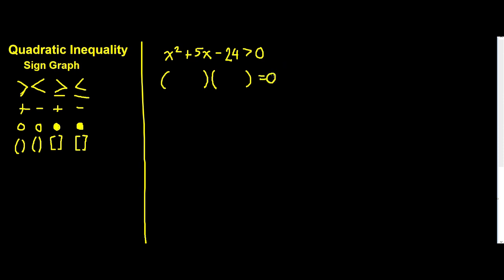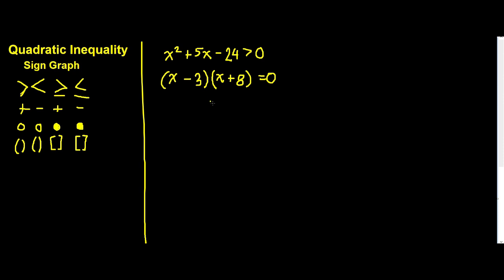You have x and x, because x times x is x squared. Now, what are the two numbers that when you add, it will become 5, and when you multiply, it will become negative 24? The two numbers are 3 and 8, because 3 times 8 is 24. But since it is negative 24, one of them is positive and one of them is negative. So, positive 8, negative 3.